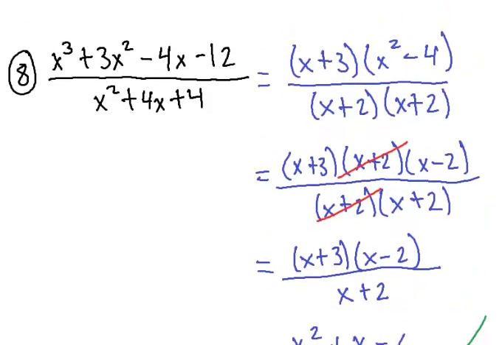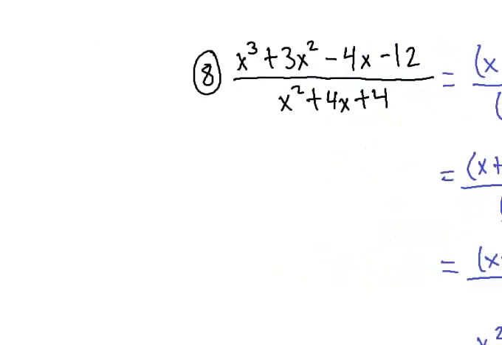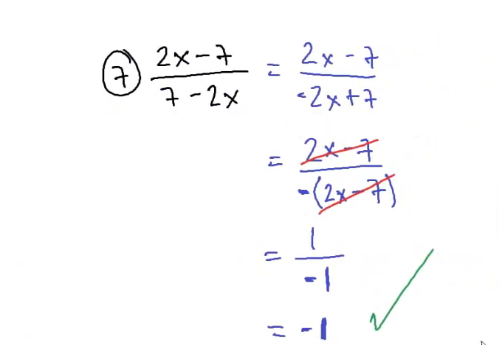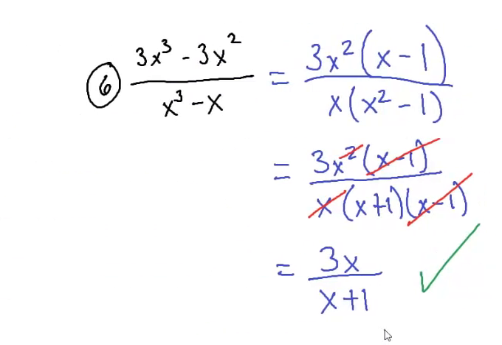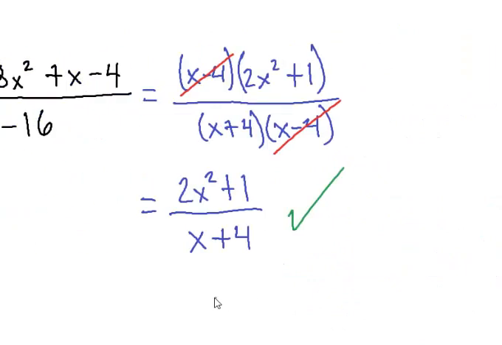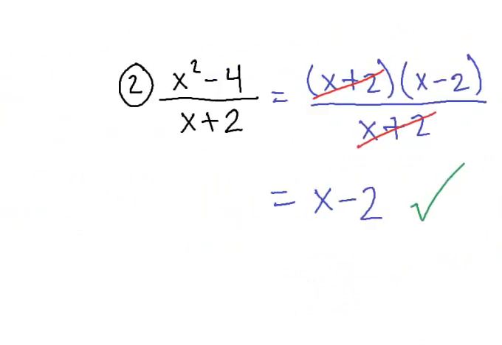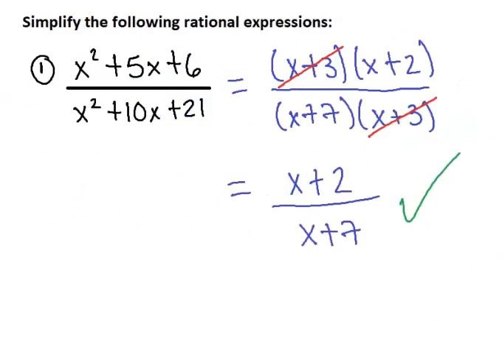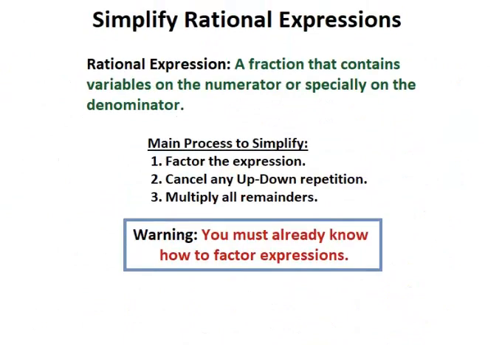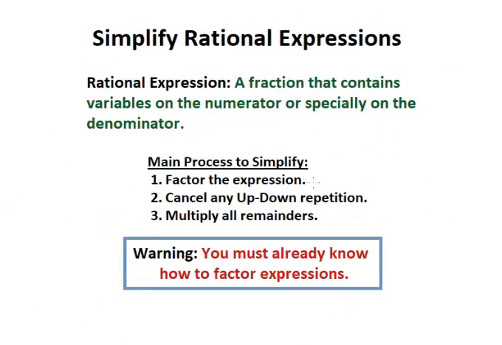So there are a lot of techniques that we're going to have to use. Sometimes we're going to have to factor twice or factor a negative or combine different methods of factoring, but we're always going to follow the initial 3 steps. We're going to factor the expression always. We're going to cancel any up and down repetition that we find, and if there are remainders that we can multiply, sometimes we're going to multiply them. That's the process that we use to simplify rational expressions.